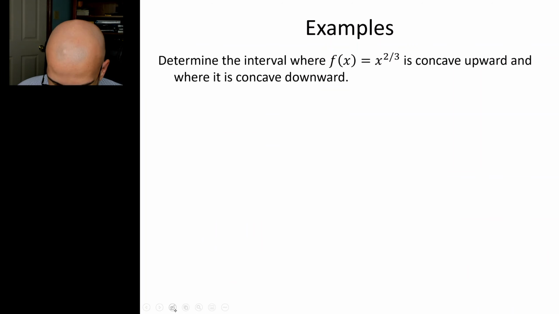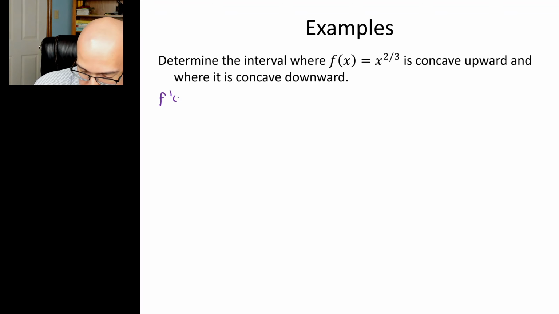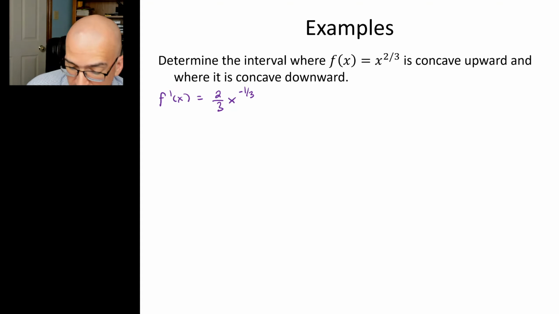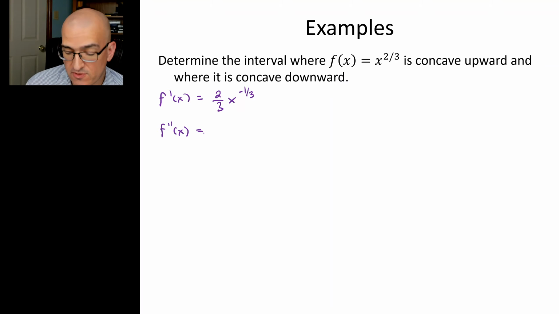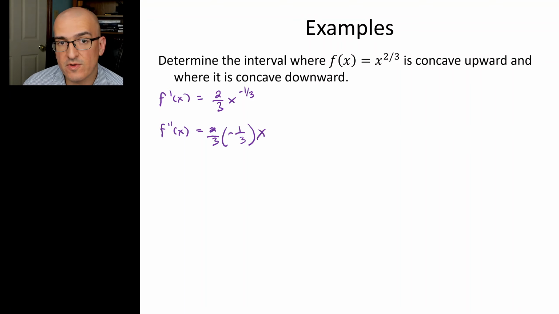All right, tougher example. Find where this function is concave up and concave down, x to the power of 2/3. So we're going to take the first derivative. The 2/3 will come down. We'll have x to the power of 2/3 subtract 1, which is minus 1/3. Now we take the second derivative. So the negative 1/3 will come down. 2 over 3 times minus 1 over 3 times x to the power of negative 1/3 minus 1.